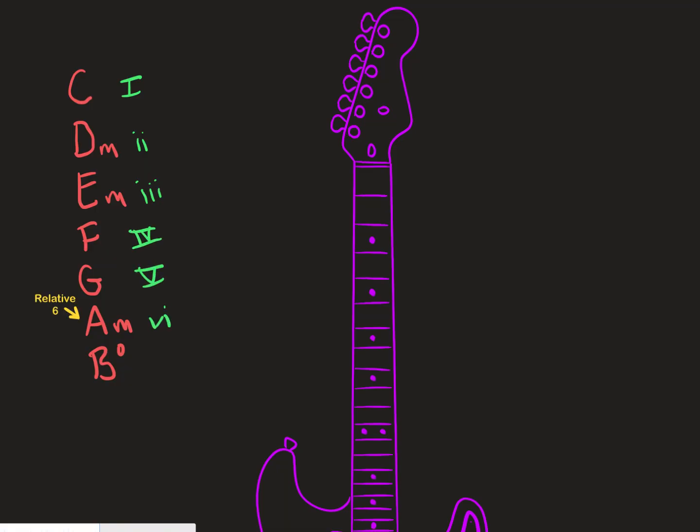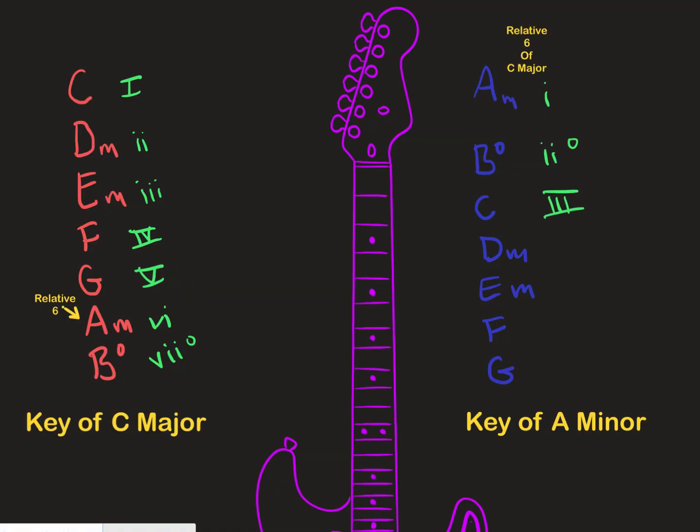In A minor, the relative minor system, A minor becomes the 1 chord, B diminished becomes the 2 chord, C becomes the 3 chord, D minor becomes the 4 chord, E minor or E becomes the 5 chord, F becomes the 6 chord, and G becomes the 7 chord.